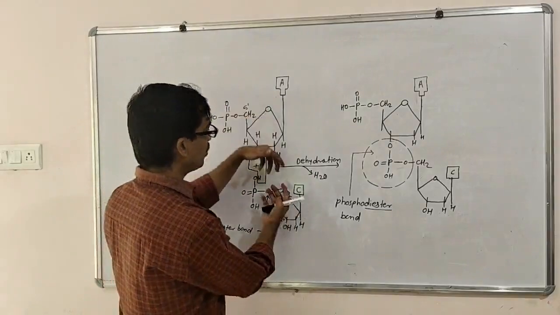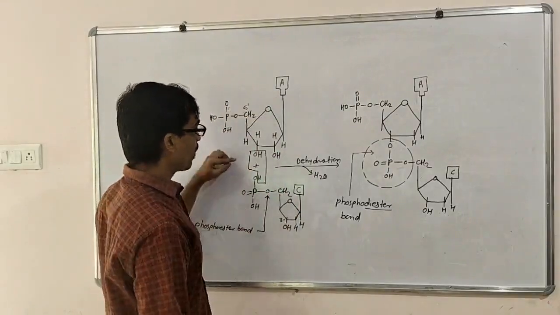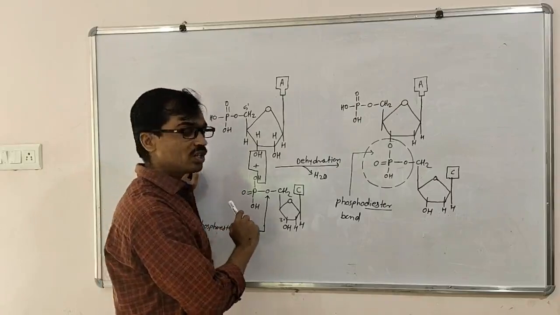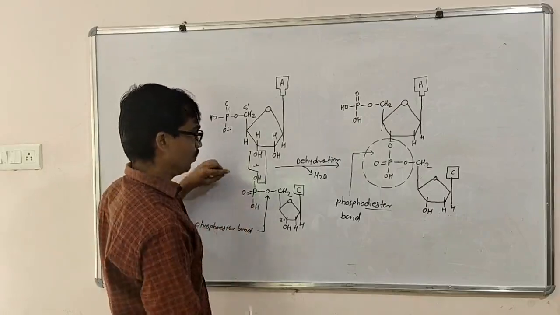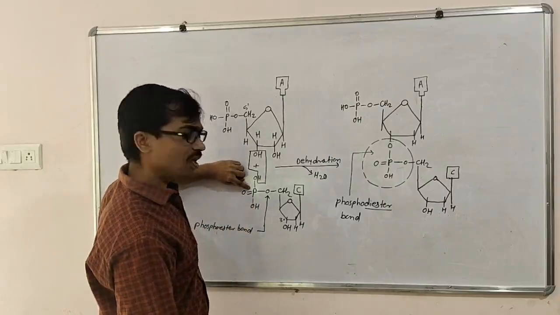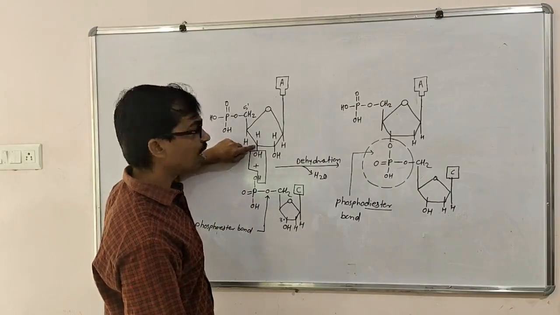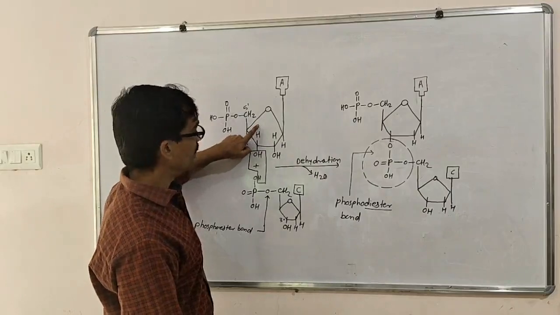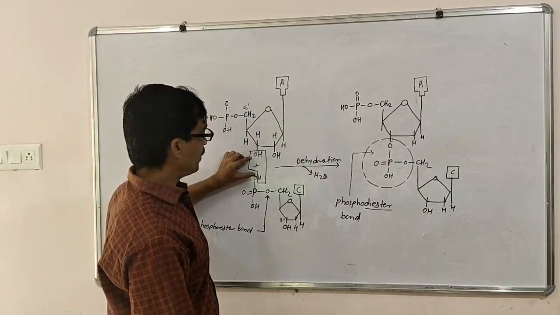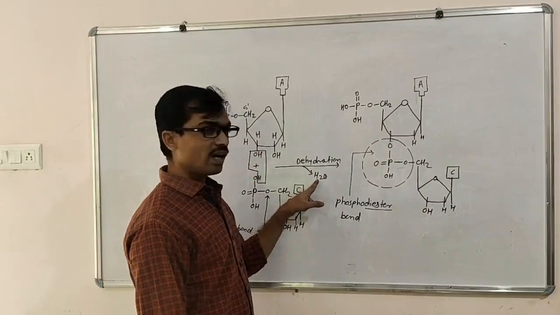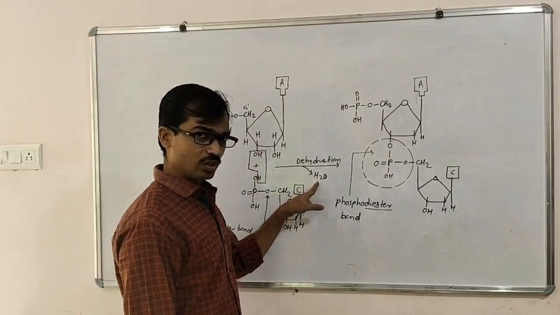So these two nucleotides come close to each other, and again a dehydration or condensation reaction occurs between the two. The hydroxyl group of the second nucleotide's phosphate group and the hydroxyl group present on the third carbon of the first nucleotide's pentose sugar condense with each other, and in a dehydration reaction one water molecule is lost.